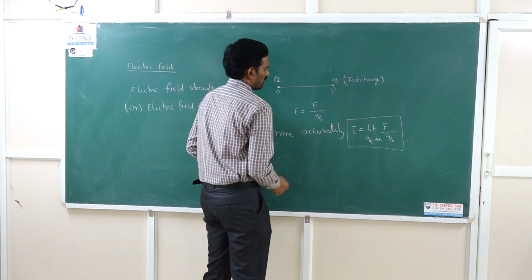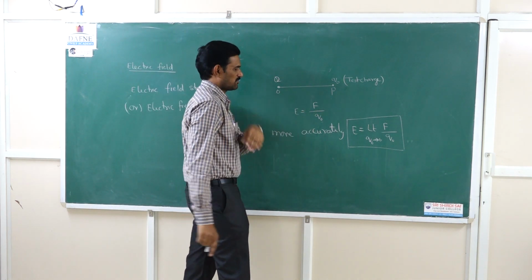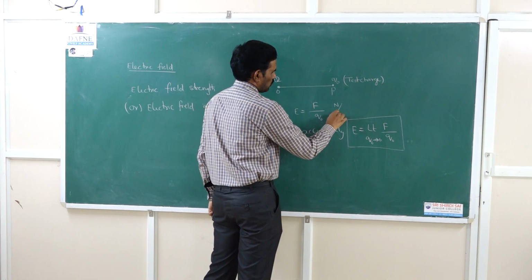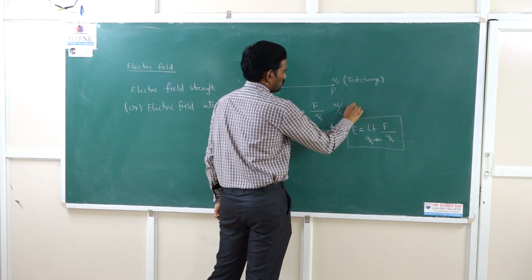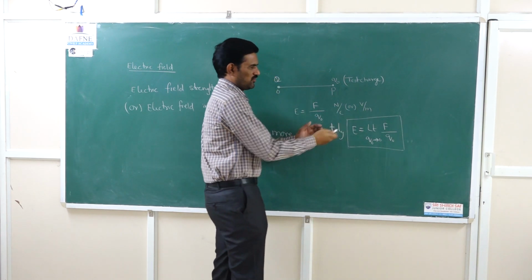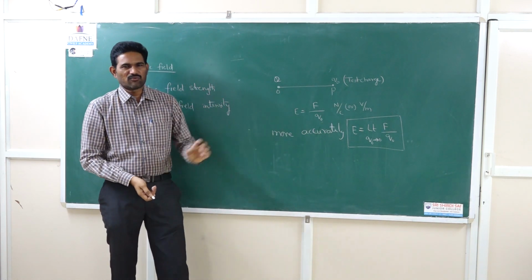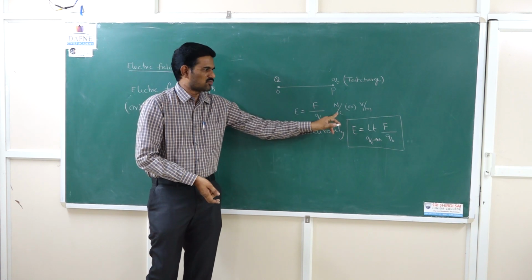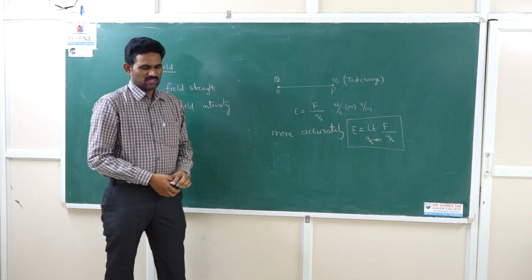And next here you can mention the units. As you know the formula for this, you can mention the units. The unit is Newton per Coulomb, and you can also express it as volt per meter, and later we will get a formula for how the unit will be volt per meter. So from this formula you can remember it as Newton per Coulomb. That is the unit of this electric field.